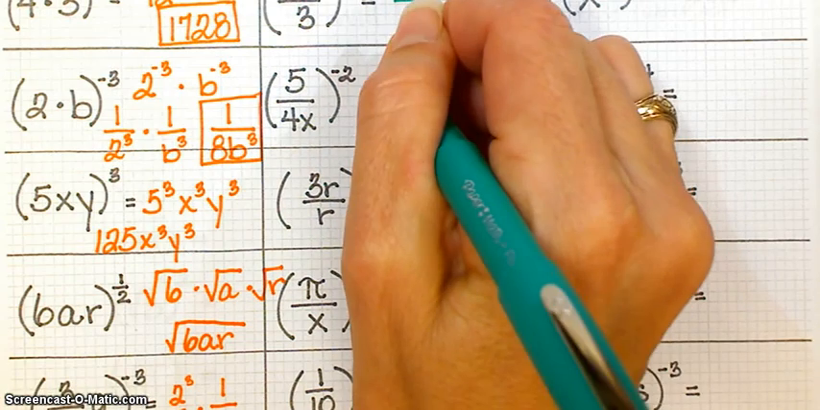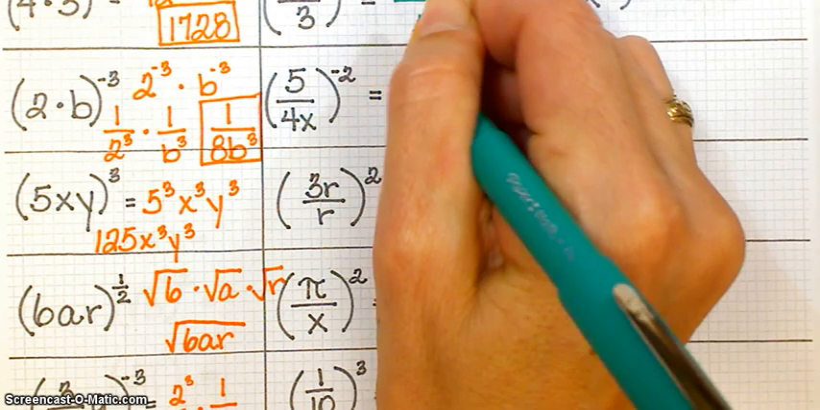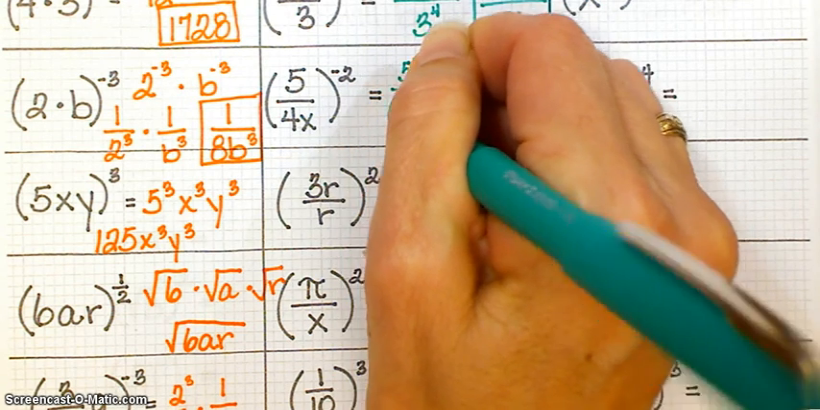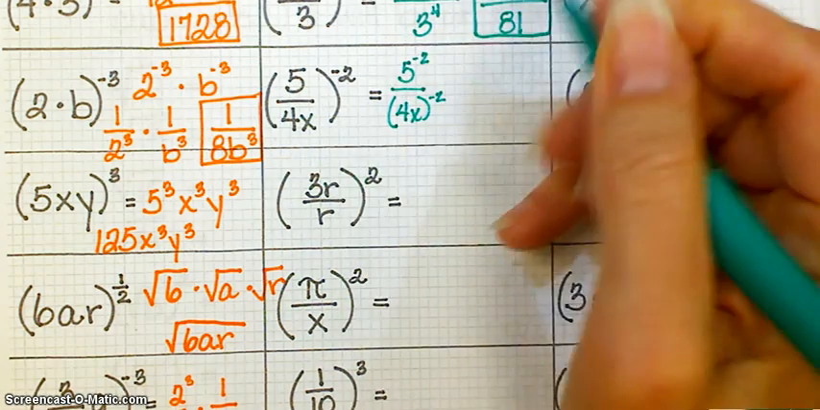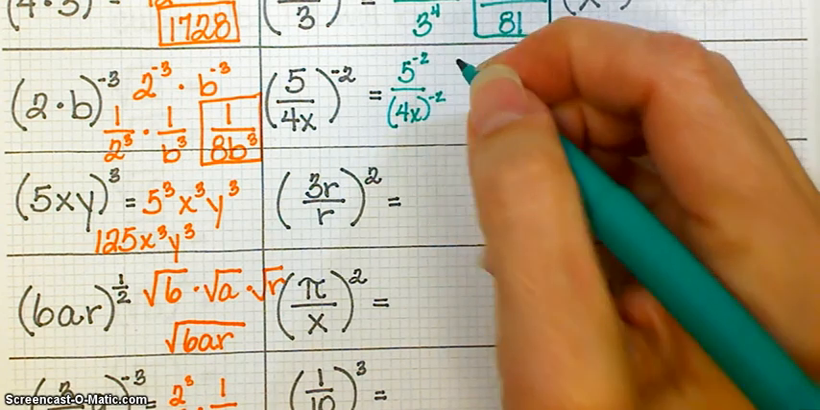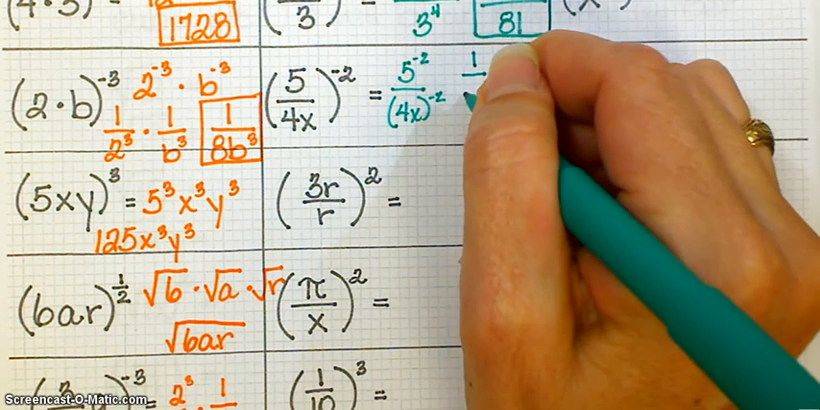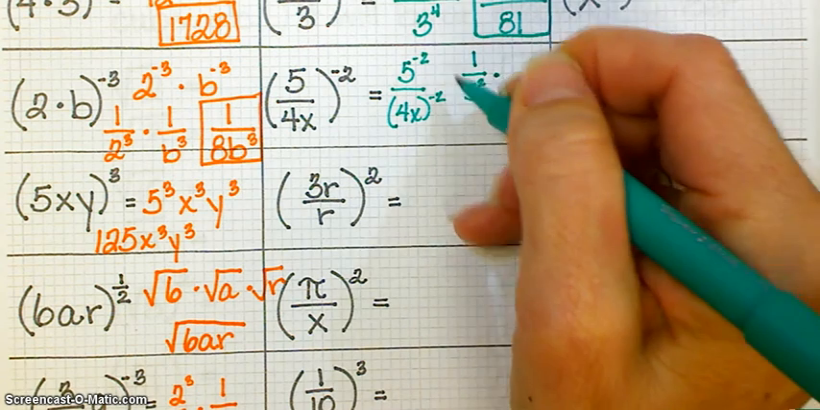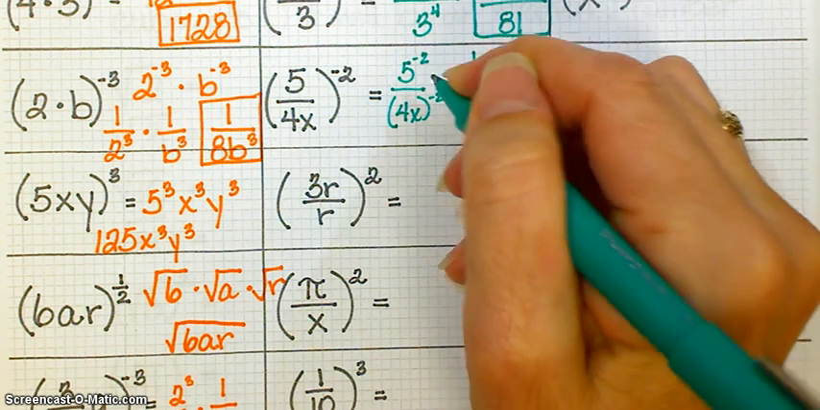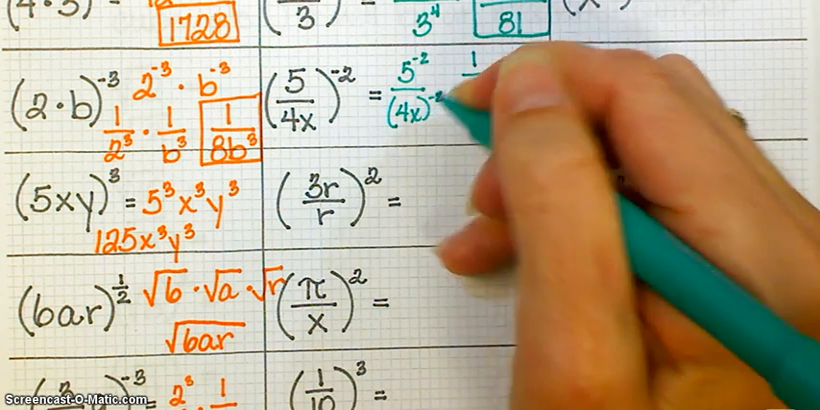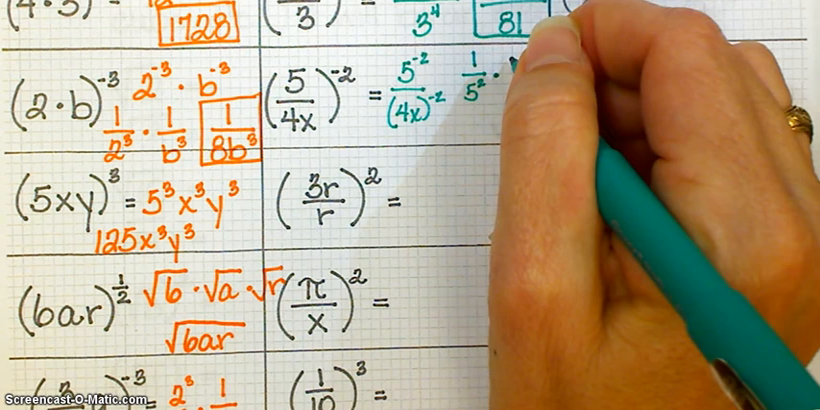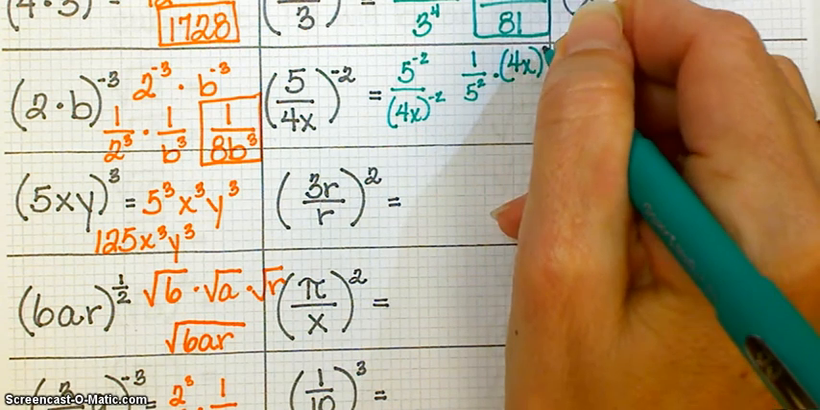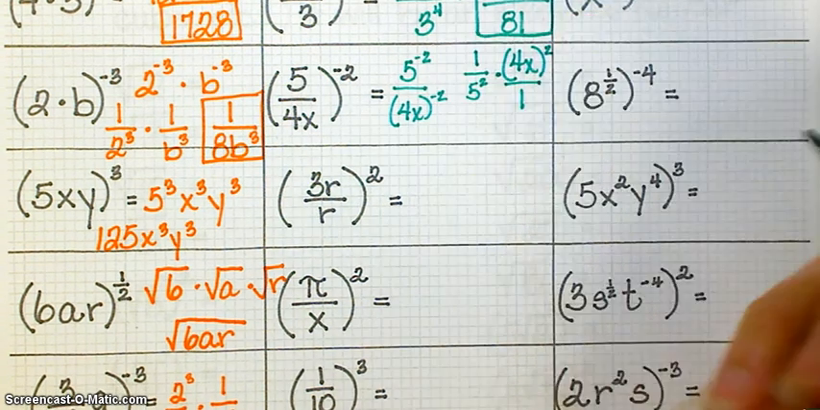This is going to be 5 to the negative 2 power over 4x to the negative 2 power. 5 to the negative 2, flip it, that's 1 over 5 squared. Basically, right now you have 1 over 4x to the negative 2. Flip it, so the 4x comes up into the numerator, and now it's to the positive, and I'll just put a 1 placeholder.